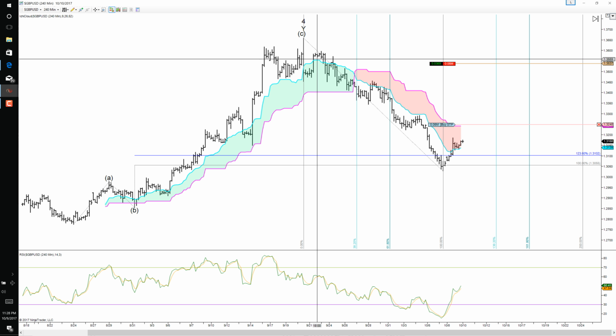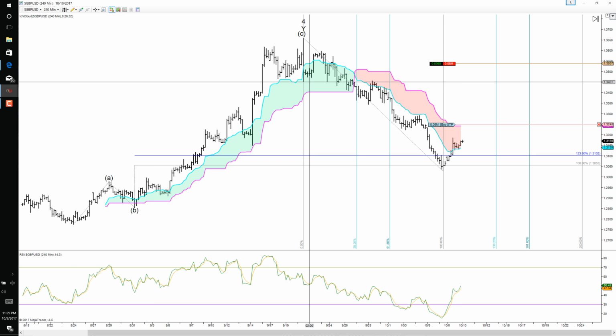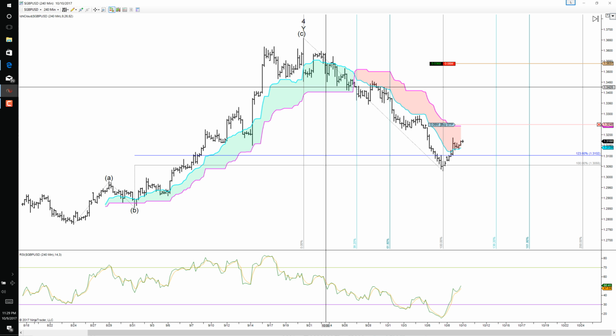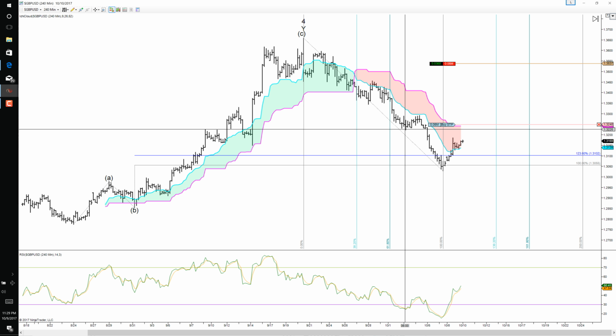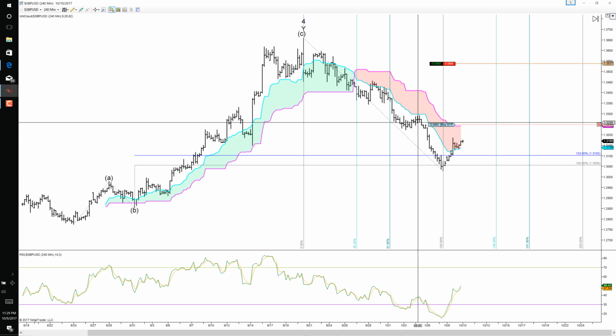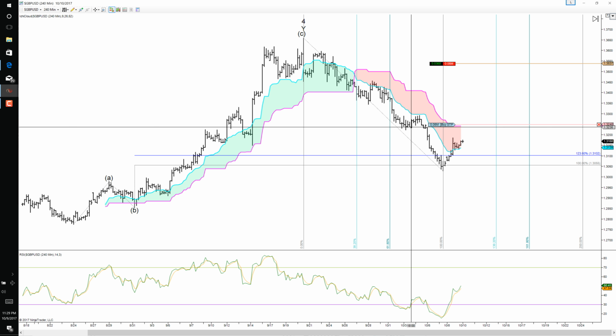This can be a 1, A, B, C, 2, 1, 2, 3, 4, 5, or this whole wave can be a 1, 2, 1, 2, possibly 1, 2, 3, 4, 5 for 3, or 3, A, B, C, 4, 1, 2, 3, 4, 5. And if that's the case, that'll be wave 5. This will be the wave 1, basically, of 5.